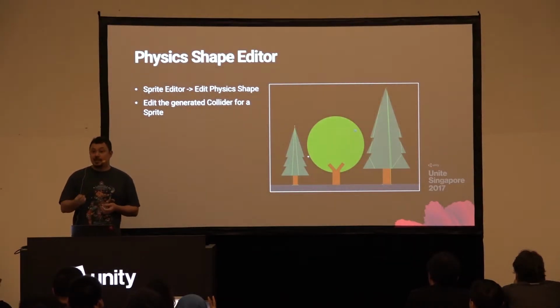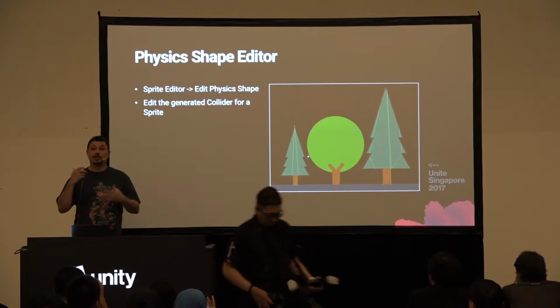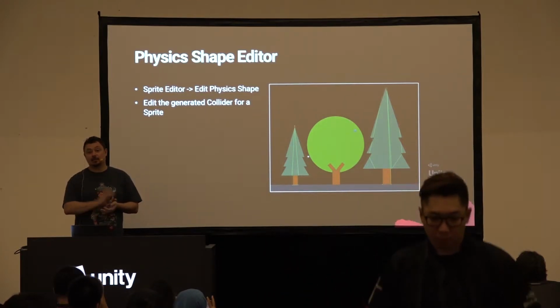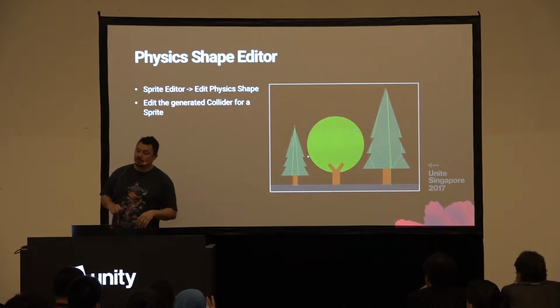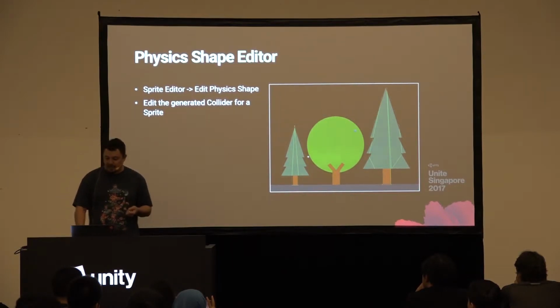We added the physics shape editor with 2017.1, which means that as well as changing the sprite outline, you can change the physics shape that gets generated when you add a collider, or a polygon collider specifically, to one of your sprites. So this gives you finer control over what those collisions look like and what those shapes look like.